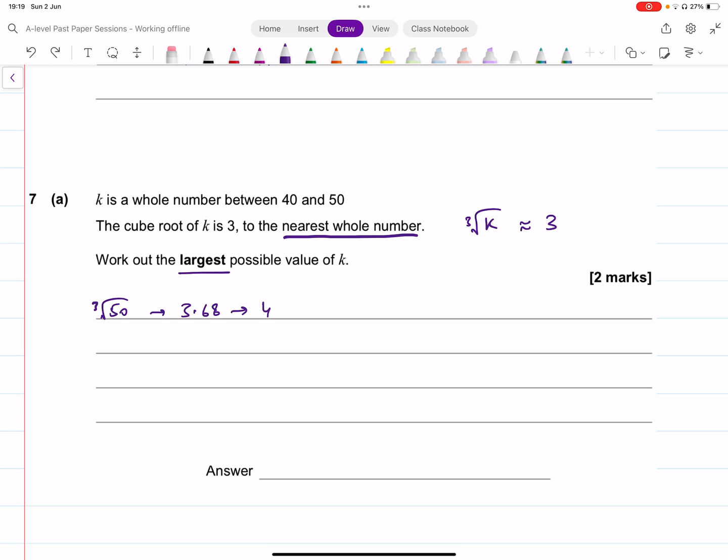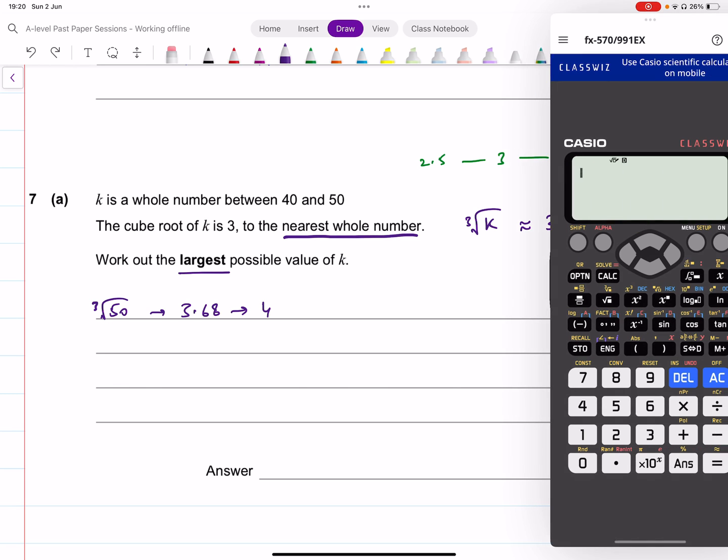So essentially the idea is we need a number. Since we're looking for the largest possible value of k, we are looking for a number that has its cube root very close to 3.5, right? Because since it's 3 to the nearest whole number, that means the actual value of the cube root could be anywhere between 2.5 and 3.5. Since we want the largest possible value of k, we want to be closer to 3.5 here. Now, you can try it on your calculator, slightly smaller numbers than 50. You can try 49, for instance. You can try 48 and see what you get. I'm going to do this on my calculator. Or in fact, I can just show this to you in front of you as well.